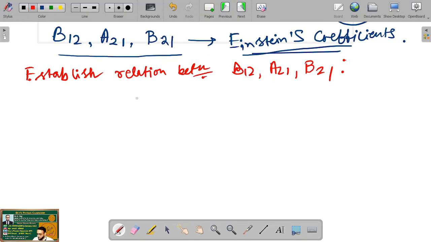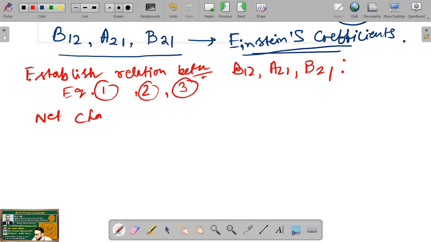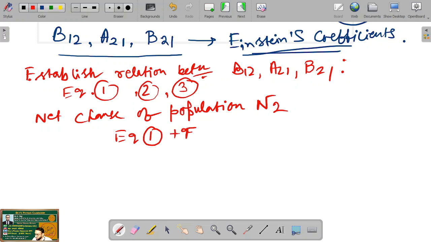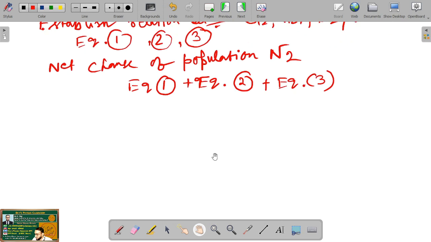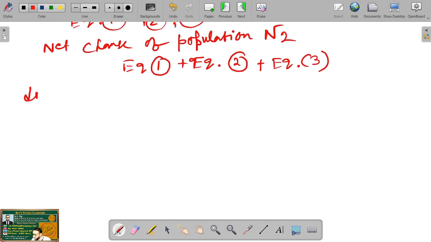Now from the three equations, from absorption, spontaneous emission and stimulated emission, that means equation 1, equation 2 and equation 3, the net rate of change of population would be equation 1 plus equation 2 plus equation 3. So if we add these three equations, we will get the net change of population, that is dN2 by dt, the effective change in population.